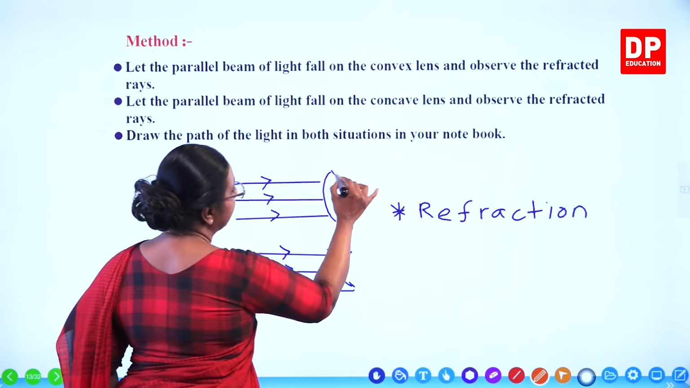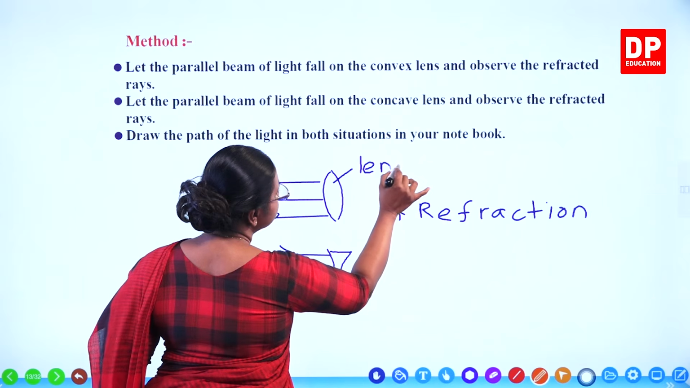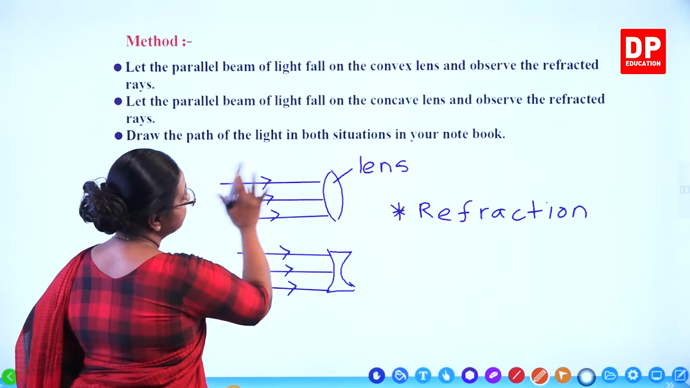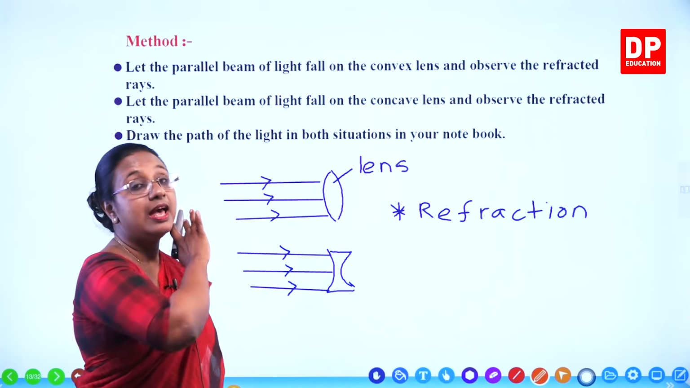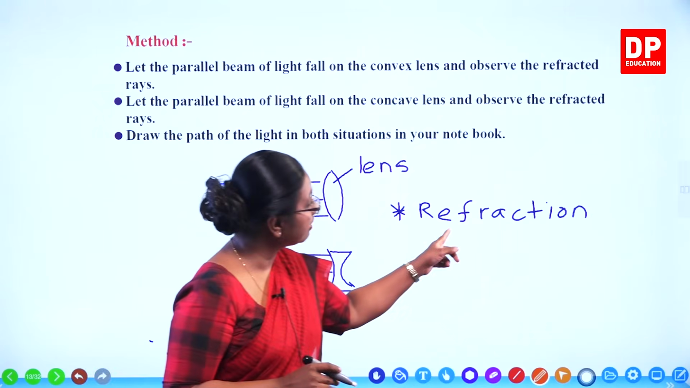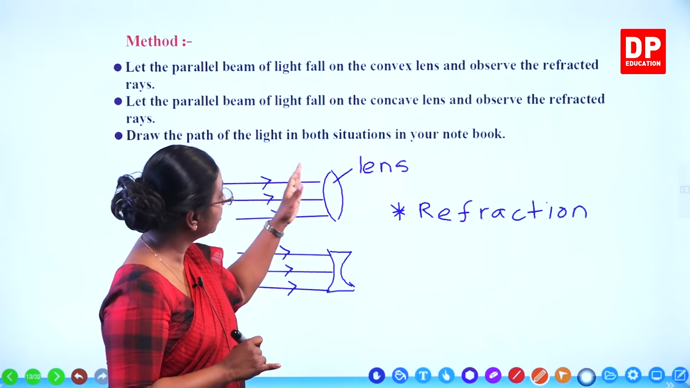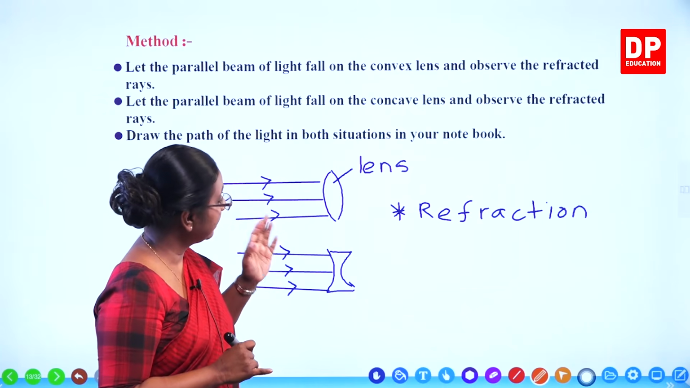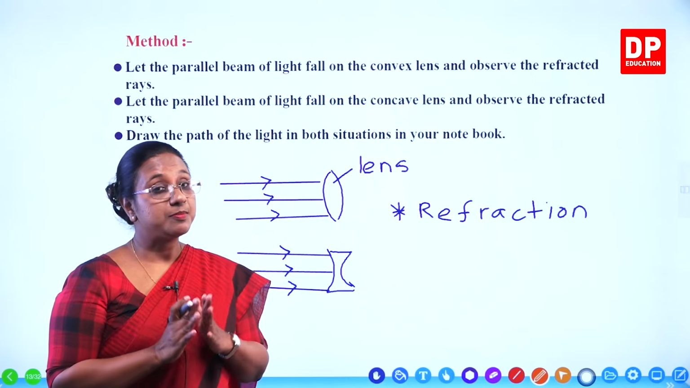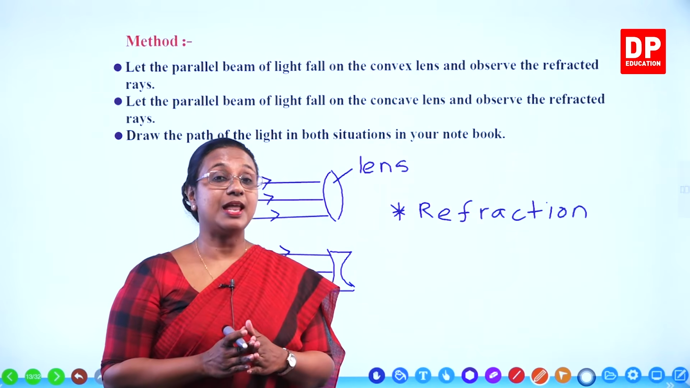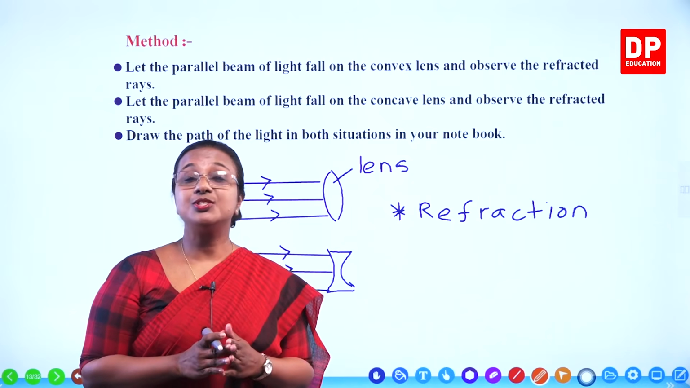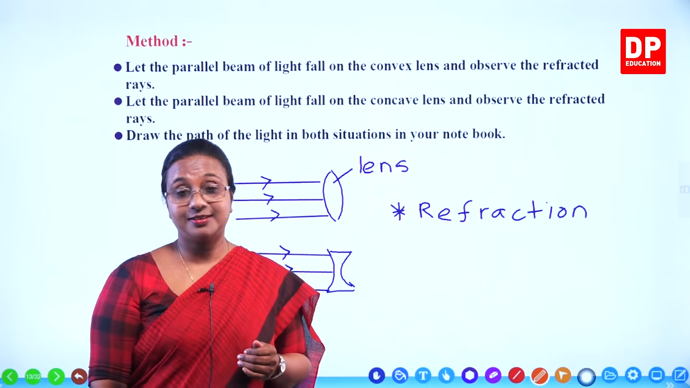Why? Because the lens is either glass or plastic. And here there is air on this side. So when light travels from one medium to another medium, there is refraction of light. So both the biconvex lens and the concave lens, they refract light. So I am sure since it's a very simple activity, you have understood the method clearly. Now let's go to the lab and do the activity.